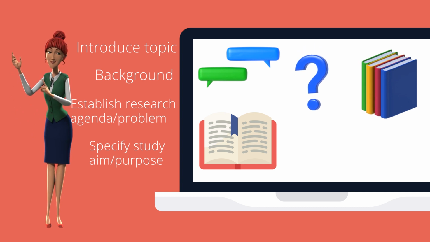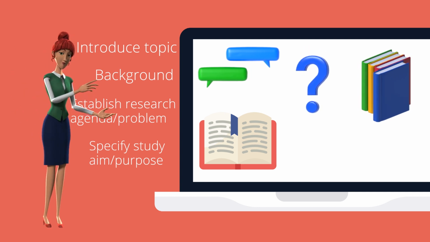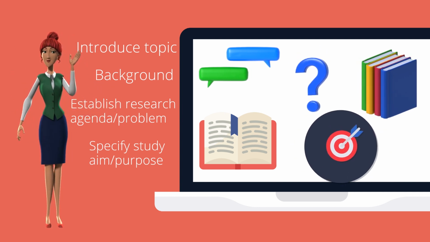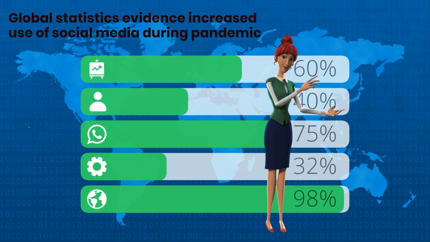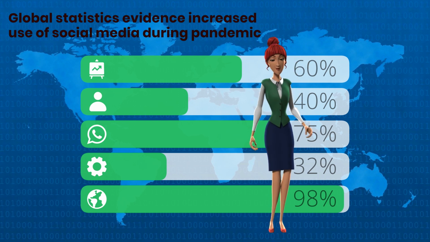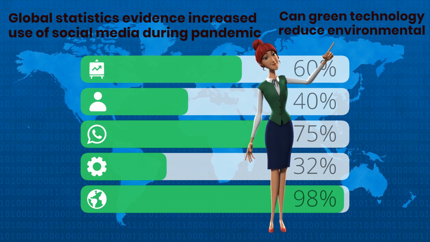It is always recommended to start with general info and then narrow down to specific aspects. For example, global statistics evidence increased use of technology during the pandemic. Can green technology reduce environmental pollution?